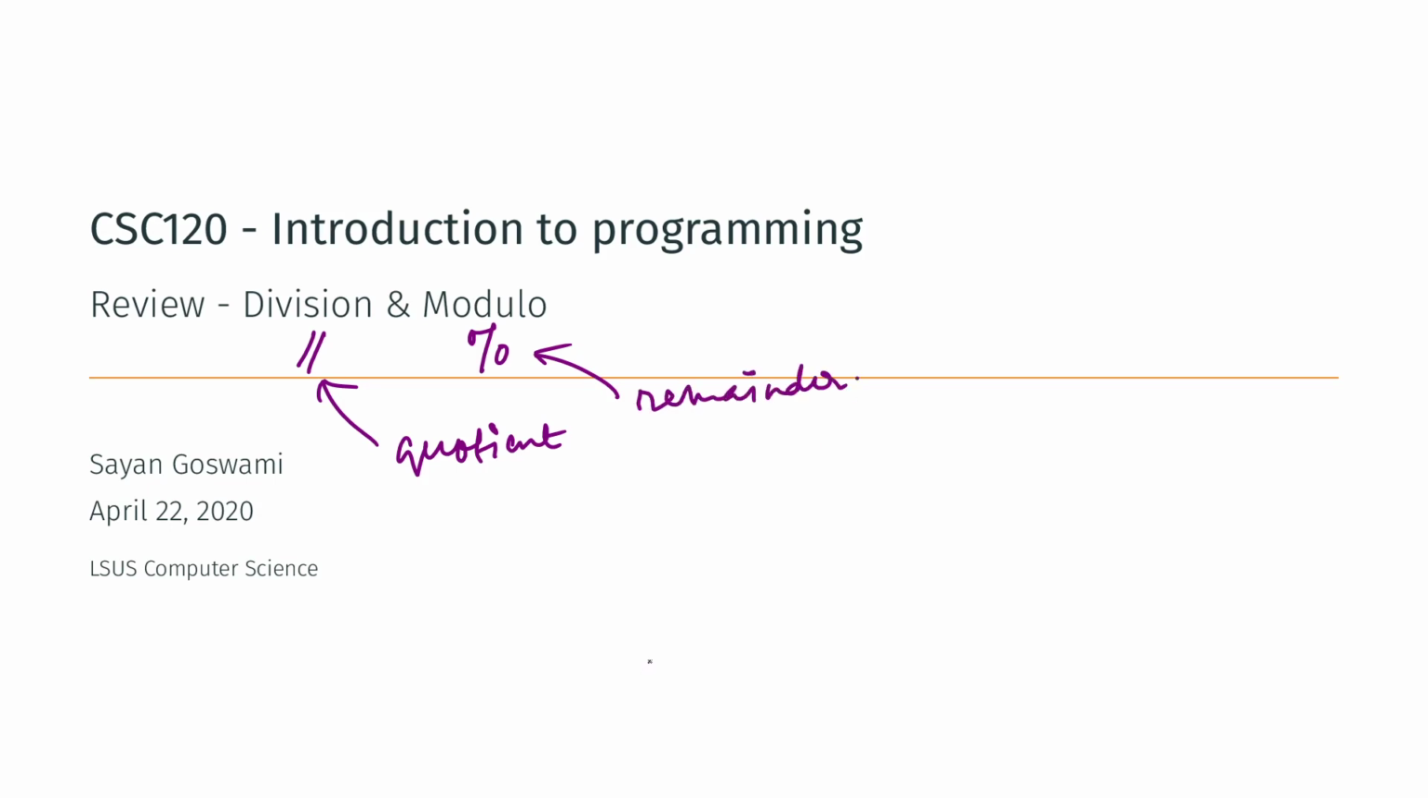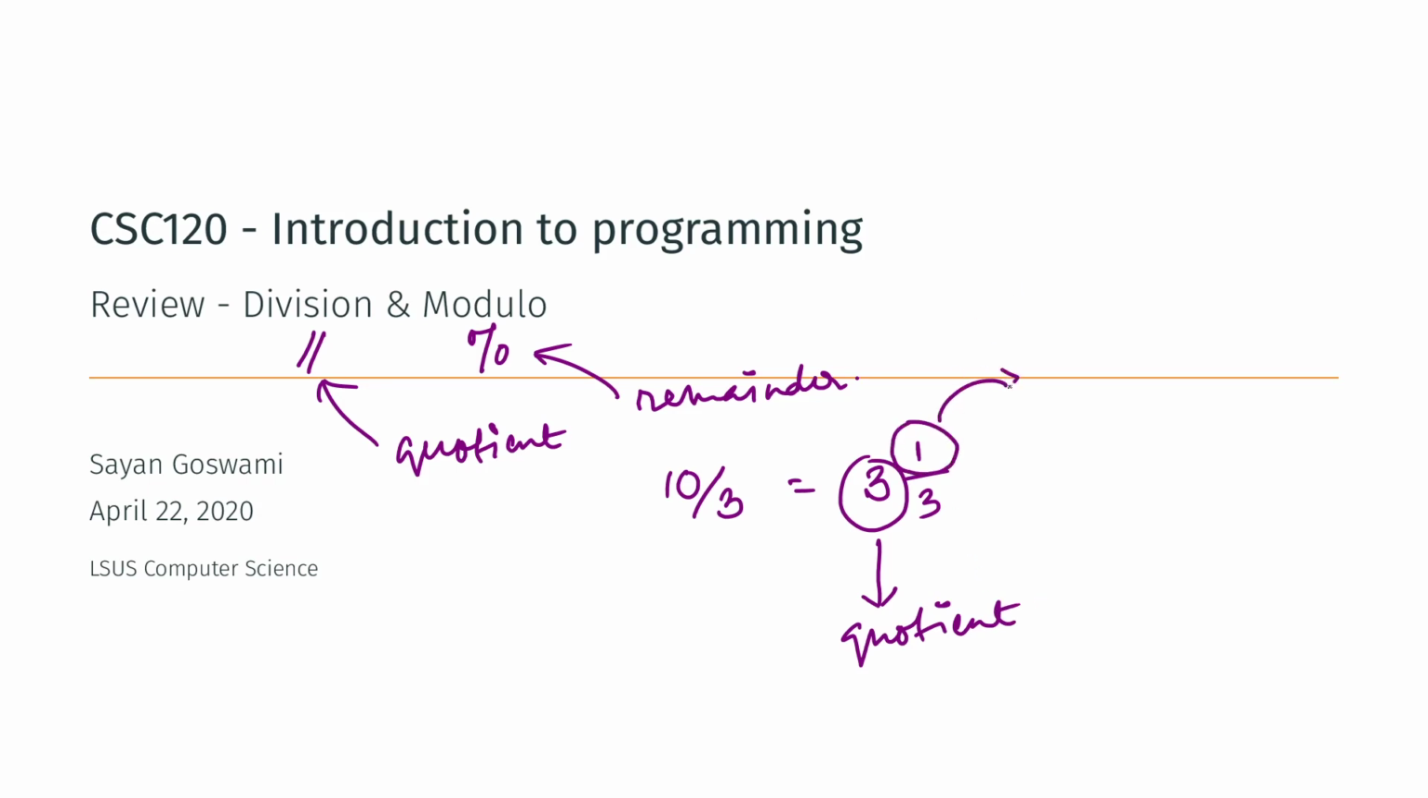To recap, what is the quotient and what is the remainder? Let's say you're dividing 10 by 3. The result would be something like 3.33, or if you want to express this as a mixed fraction, it would be 3 and 1 over 3. So this 3, the integer part, is the quotient, and the numerator in the fractional part is the remainder.